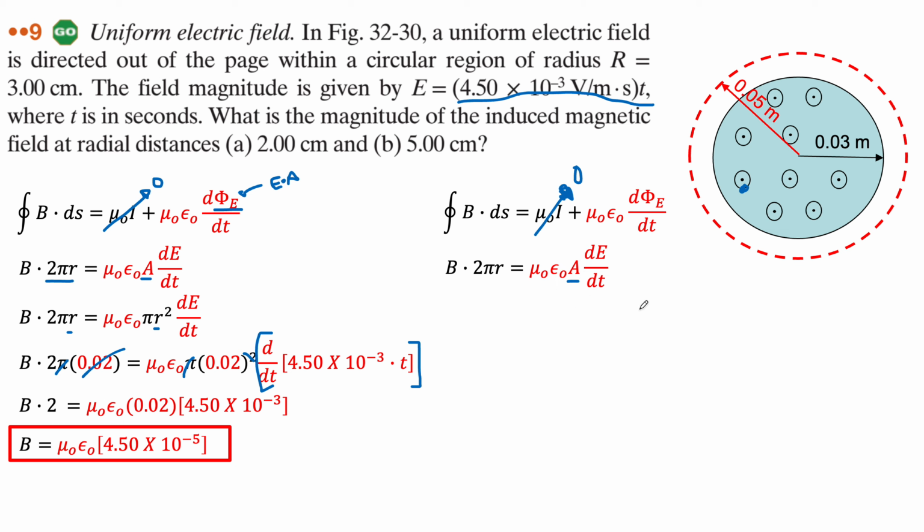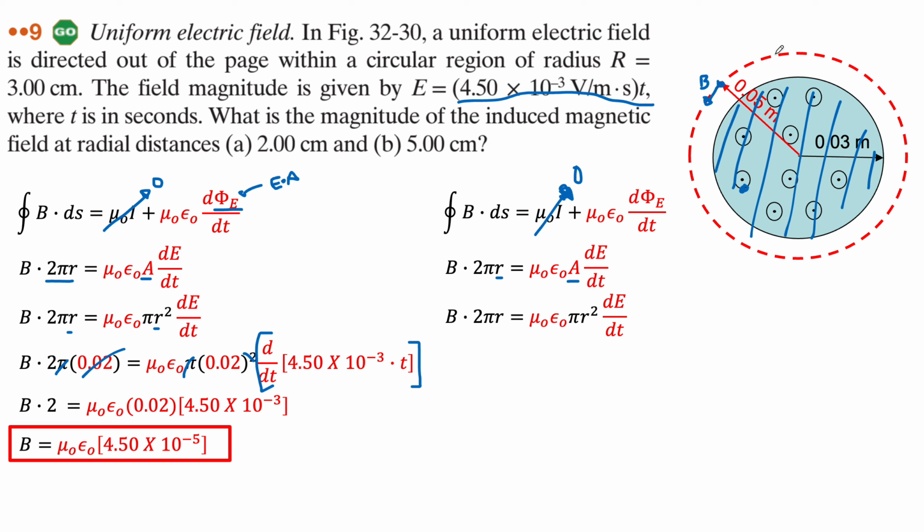This is the area where the flux is occurring, and that is only going to be in this region right here, which has a radius of 3 centimeters. It's not the entire thing. Whereas the radius here is the radius of our entire Amperian loop, where we're trying to find the magnetic field, which is going to be pointing this way, just out of curiosity. And that's the same everywhere along that.